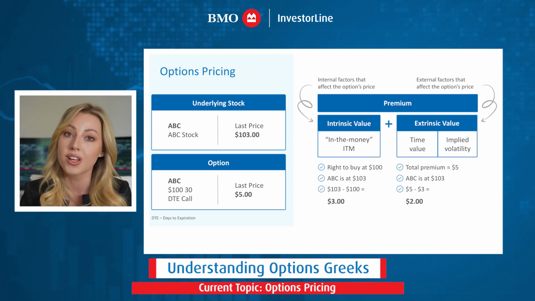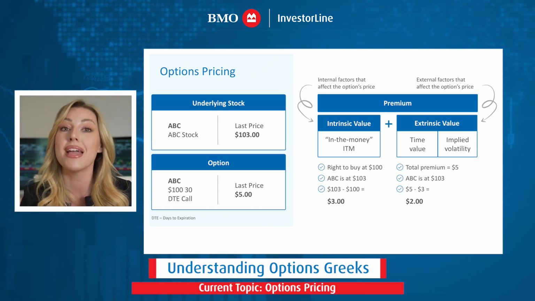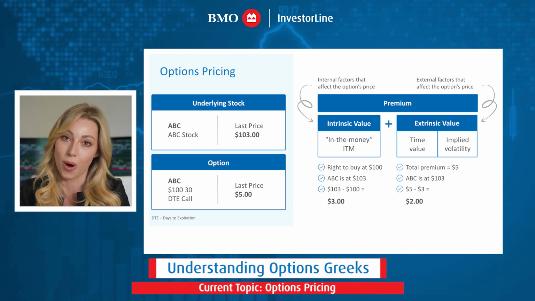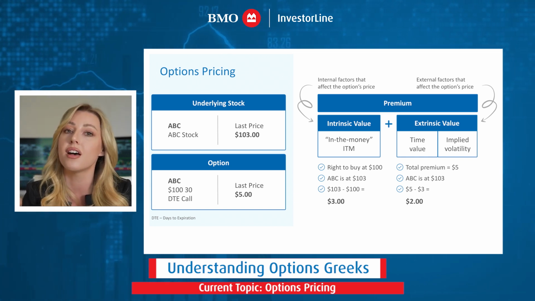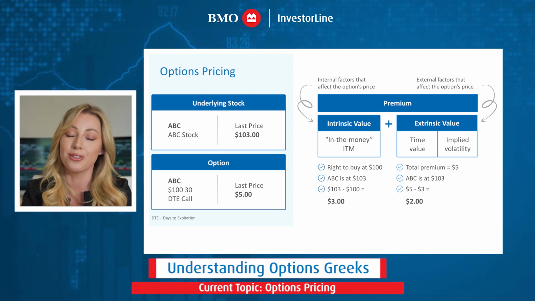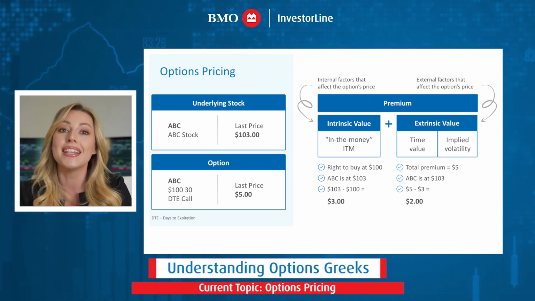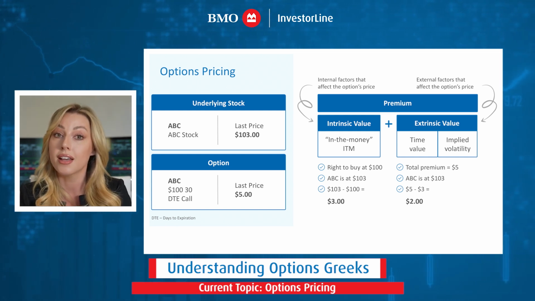It's important to note that an option can be out of the money or even at the money. It may not have intrinsic value, which leads me to the second component of the option's premium, which is extrinsic value. And extrinsic value is comprised of two main components: time value and implied volatility. Now, we touched on time value.